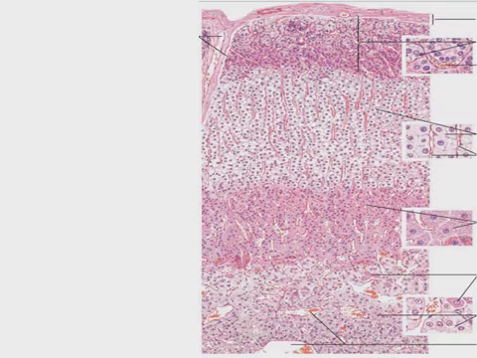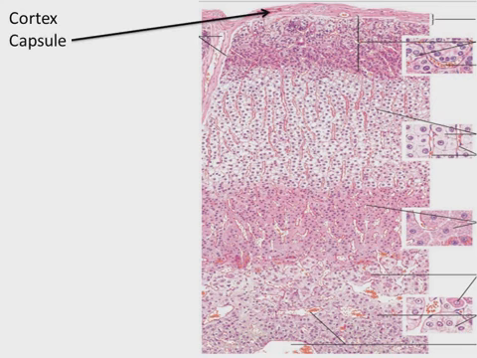The suprarenal gland consists of an outer cortex and an inner medulla. The cortex is surrounded by a thick connective tissue capsule, which contains branches of adrenal blood vessels, nerves, and lymphatics. That's the capsule. Here we can see the capsule of the suprarenal gland.